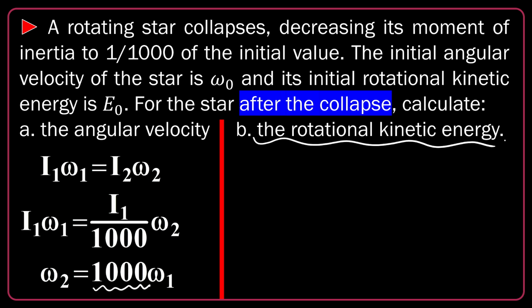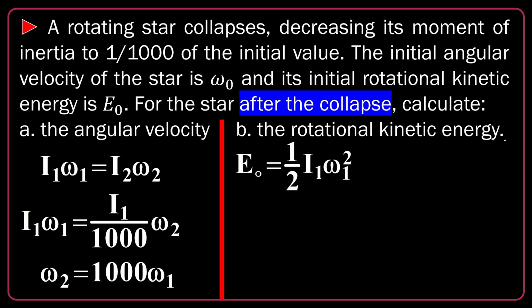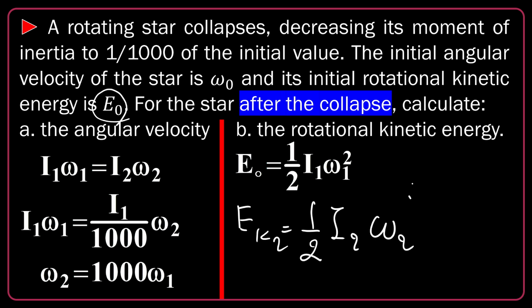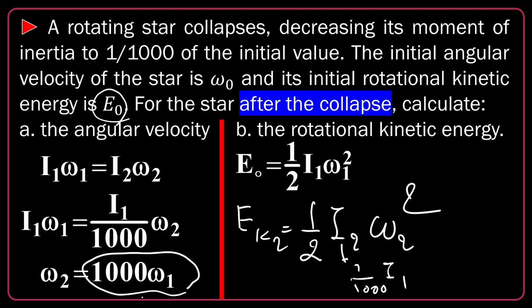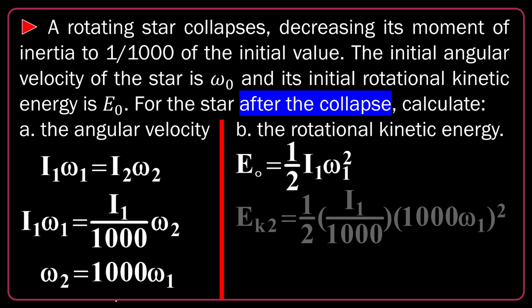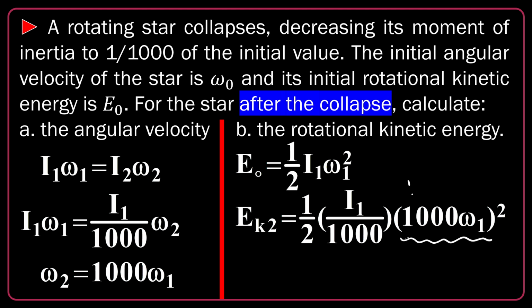For rotational kinetic energy, at the beginning the kinetic energy is E naught. We suppose that it's E naught, a half of I1 omega 1 squared. Then EK2 is a half of I2 omega 2 squared. But I2 is 1,000th of I1 and omega 2 is 1,000 times larger than omega 1. Okay, so let's plug in the values. Look at the parentheses here. We have 1,000 to the power of 2.